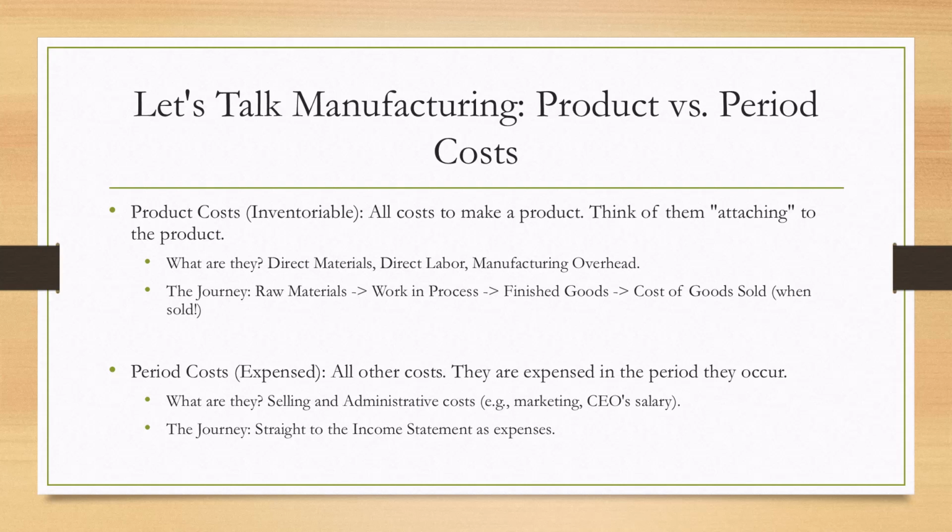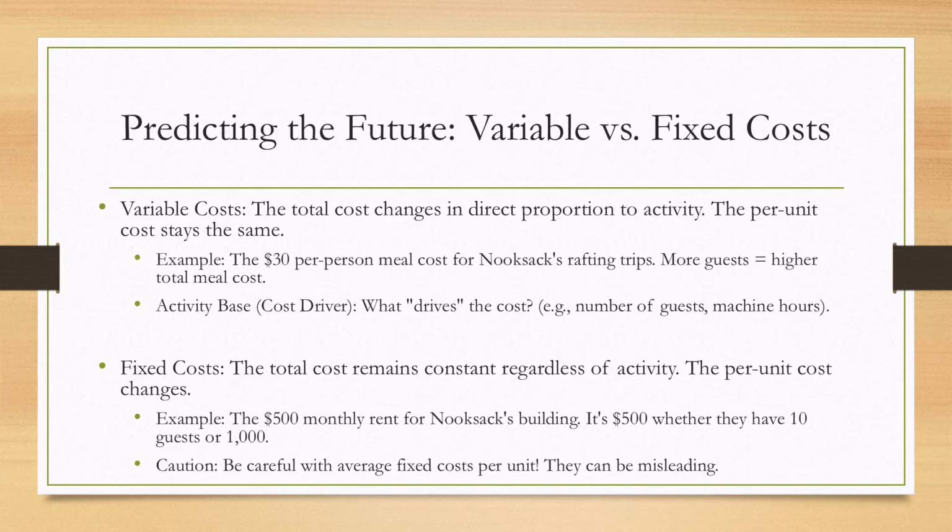They are recorded as an expense on the income statement in the period that they occur. This distinction in timing is a cornerstone of accrual accounting for manufacturers. Now let's switch gears from a financial reporting view to a planning and decision-making view. Here, we care about how costs behave.